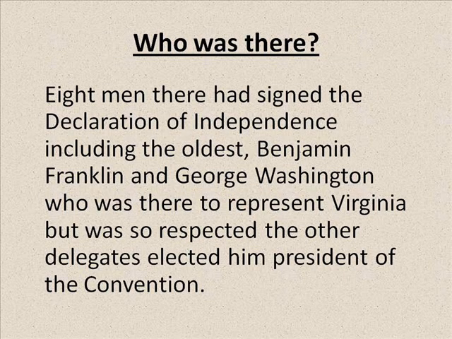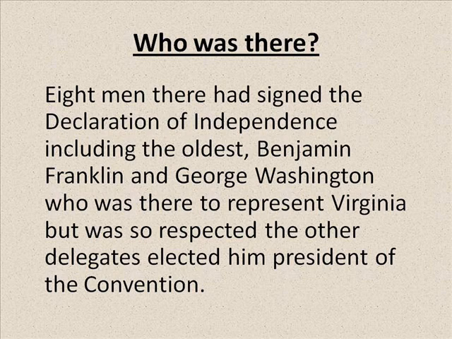As we already mentioned, there were a lot of really important people at the Constitutional Convention, including 8 men who had signed the Declaration of Independence. General George Washington was there to represent his home state of Virginia, but he was so well respected by the other members of the convention that when he got there, he was unanimously elected president of the convention.